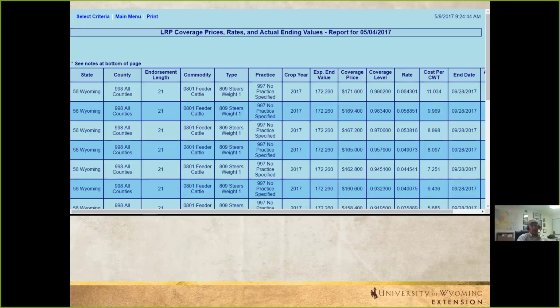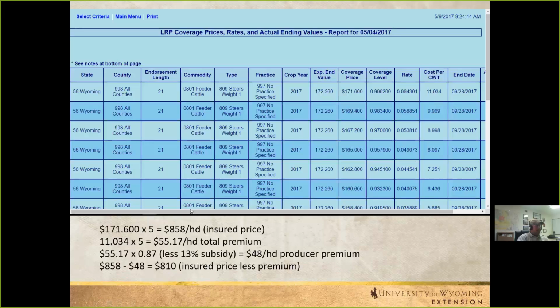So let's do the same thing with this one that we did with the previous ones. $1.71 times the 5-weight. I can essentially protect a regional average steer that at the end of September will be worth $858 a head. Again, I took that number and multiplied it by the 5-weight steer I'm protecting, and I got to $858.